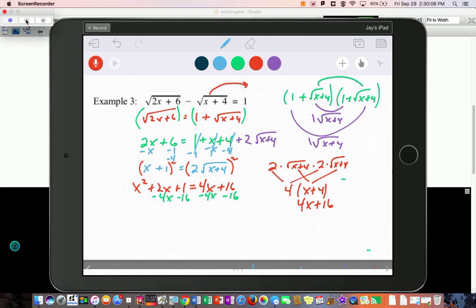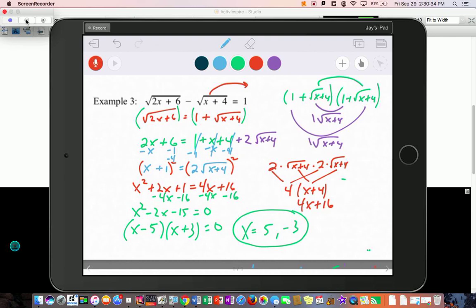Subtract the 16, and we always want that quadratic to be equal to 0. So you have x squared minus 2x minus 15. That will actually factor nicely into (x minus 5)(x plus 3). So if you set those two equal to 0, you're going to get 5 and negative 3.